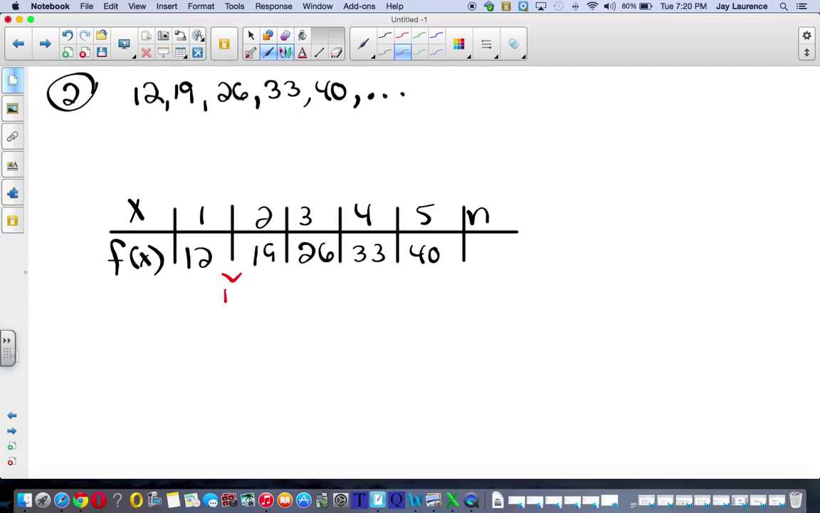And we're going to go plus 7, and let's see, that's going to be 7 again. Is that right? Yeah, that is plus 7. And plus 7 and plus 7.